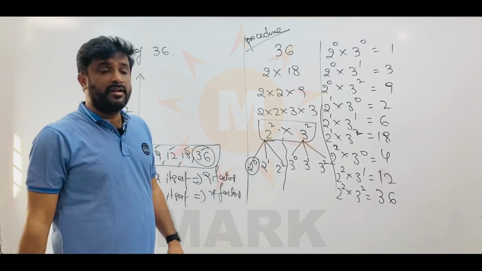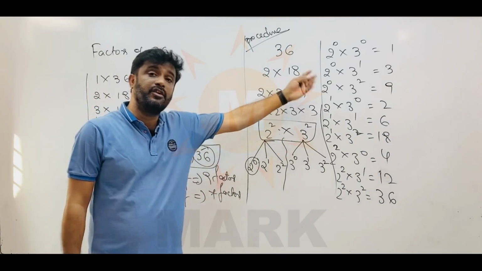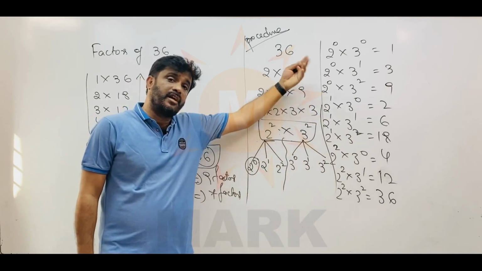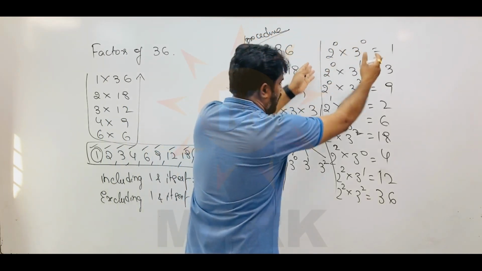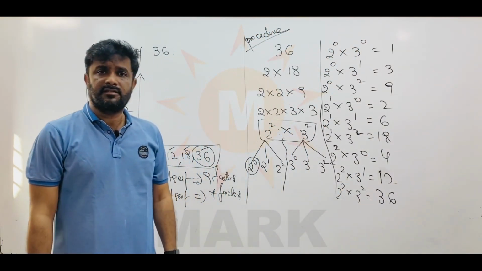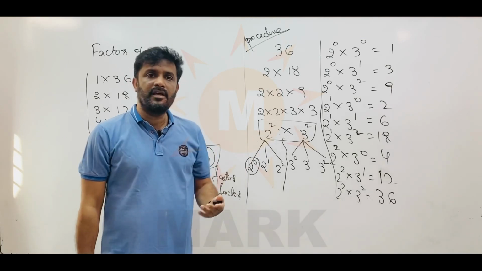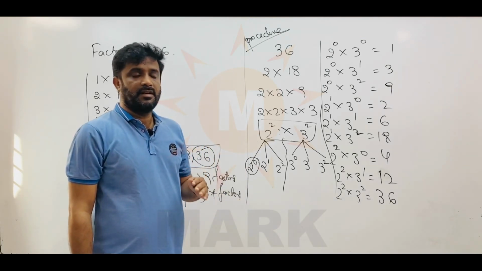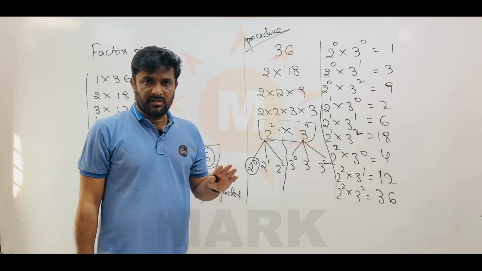But there is no rule that every time only 2 numbers will come. Sometimes 3 numbers also will come: 2 into 3 into 5 into something, 7 into something, more than 2, 3, 4, like that also. Then making all these combinations will become time taking, not impossible, time taking. So that much time will not be there for us in the examination hall. That is why I will tell you a very, very useful shortcut, right?